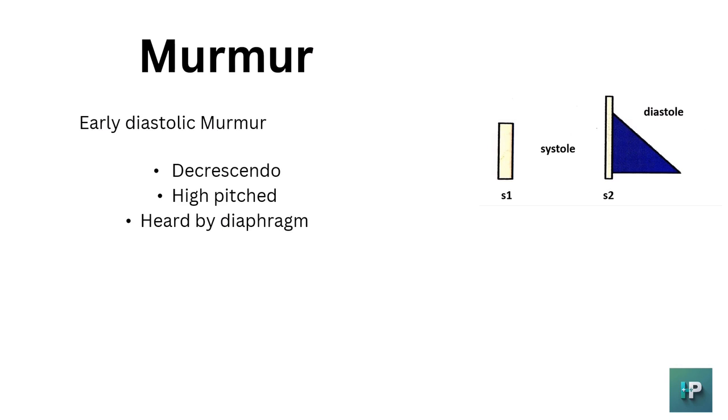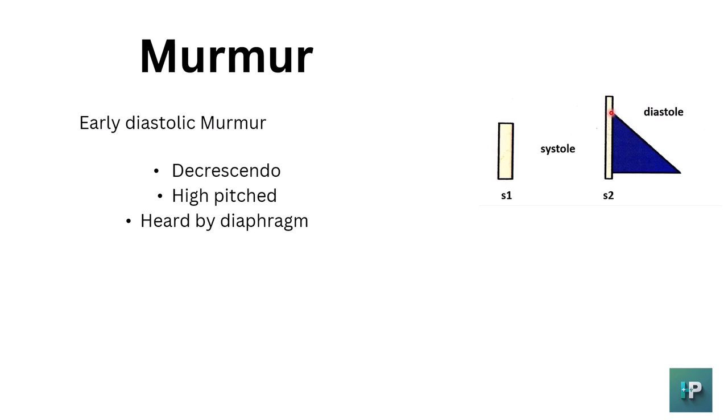Let's see the murmur. Here the murmur is an early diastolic murmur. Here the murmur is diastolic because during systole there will be normal flow from left ventricle to aorta, and the regurgitation happens only during diastole. So it's a diastolic murmur. And how is it early diastolic? Because from the starting of diastole there will be regurgitation flow, and it is decrescendo, that is, it's high at the earlier stage and later it decreases.